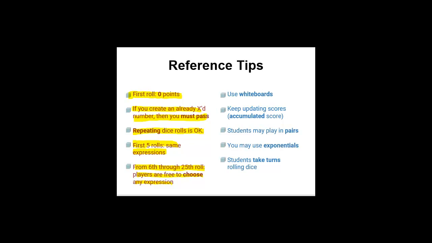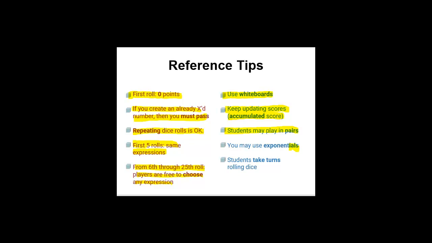And then let's get to some more general tips. You can use whiteboards. Remember, make sure that kids use whiteboards before writing the expression in their game boards, in the sheet of paper. Remember that you keep updating scores, so use accumulated scores in your scoring sheet. Students may play in pairs, so that's up to you. You could play in pairs if you feel that's going to be better for you. Otherwise, just do it individually. That's fine. So just test the waters with your kids.